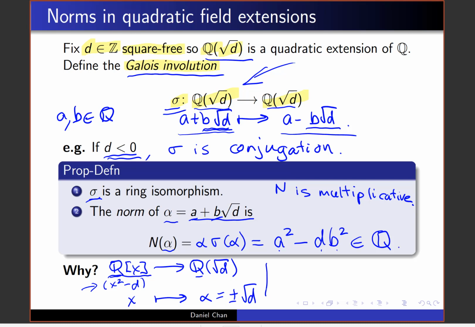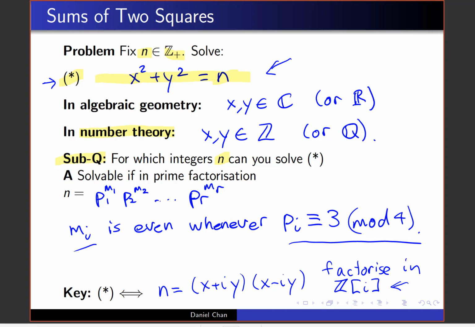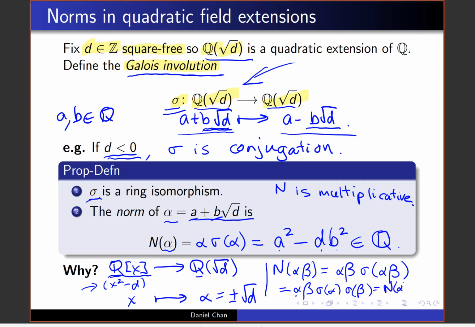And the next thing I want to say is why is it multiplicative? And that's quite easy to see. So you have the norm of alpha beta. Well, firstly what you do is you multiply alpha beta times sigma of alpha beta. But remember, sigma is a ring isomorphism, so it preserves products. So this is alpha beta times sigma of alpha times sigma of beta. And since alpha times sigma of alpha is just the norm of alpha, and beta times sigma of beta is just the norm of beta, there you see the fact that the norm is multiplicative.